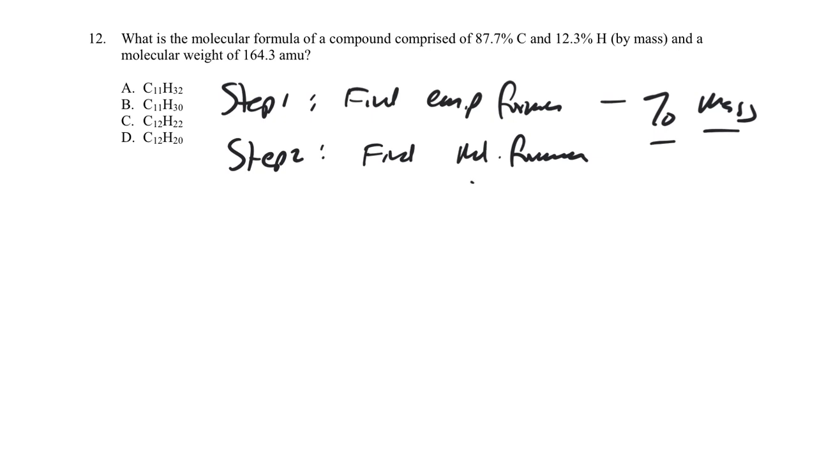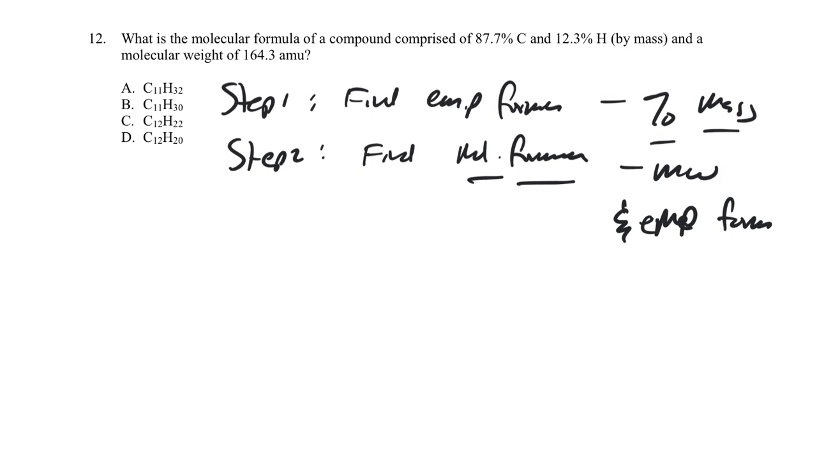But then if you could find the molecular formula, which is just coming from the molecular weight and knowing what the empirical formula is. So once you know the empirical formula and you know the molecular weight, we can then figure out how many multiples of the empirical formula are in one unit of the molecule.